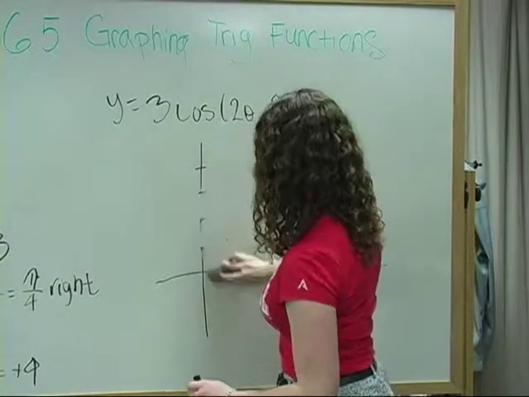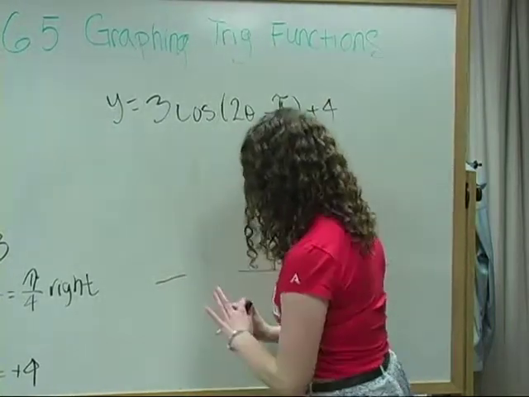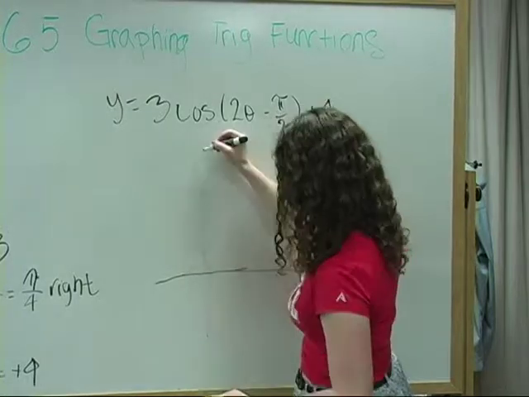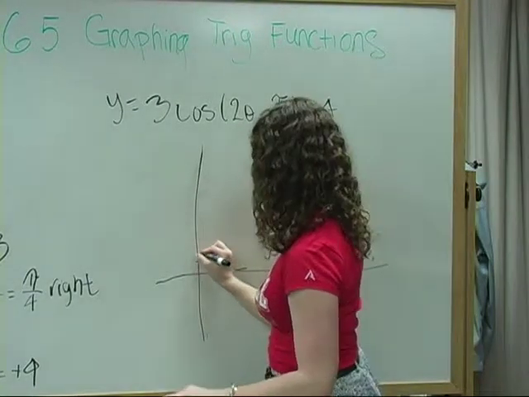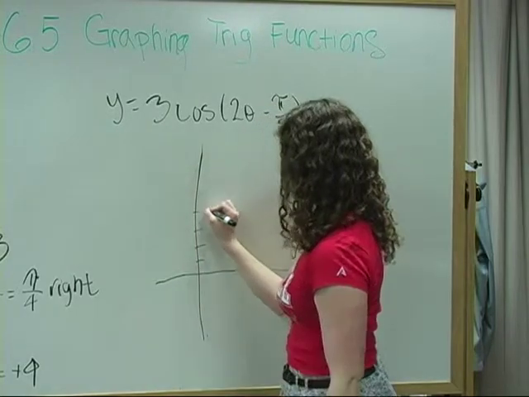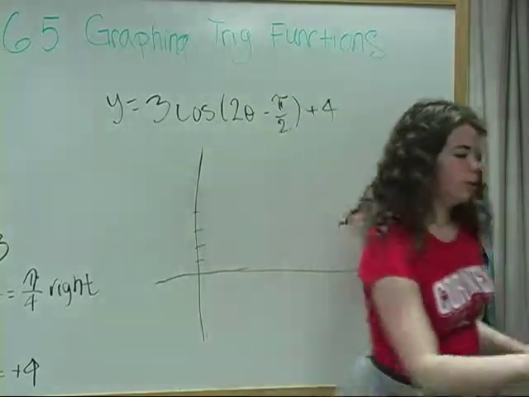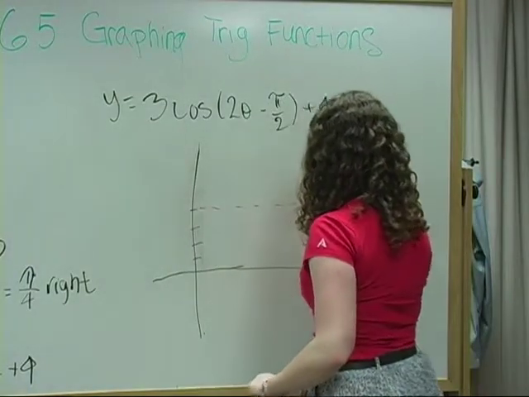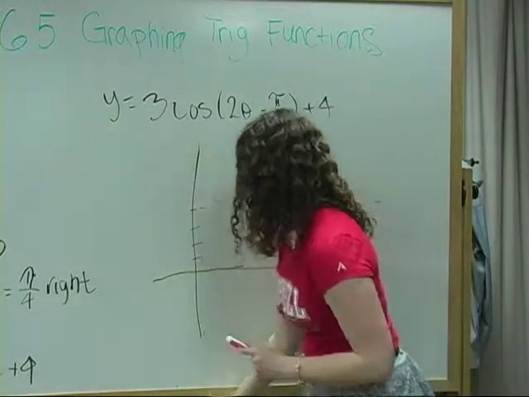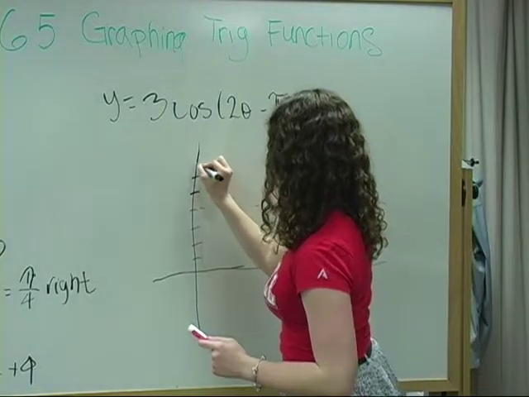Actually, you know what? That's not going to work very well. I'm going to go up 4 units in my graph and put my midline there. So 1, 2, 3, 4. This is where my midline is going to be, and I'm going to draw that for you in red. And then I'm going to continue 5, 6, 7, 8.